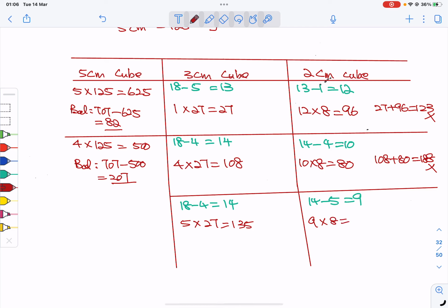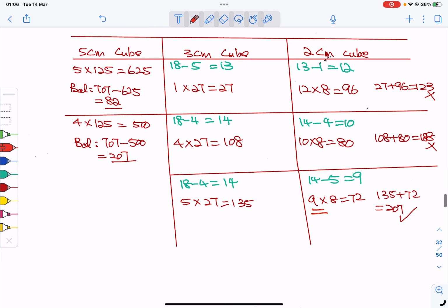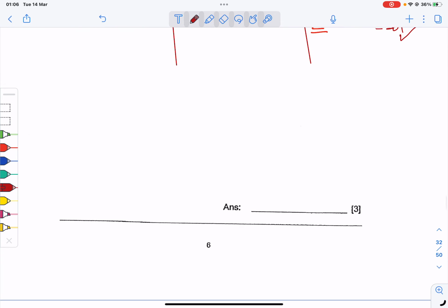Okay, 72. So 135 plus 72, it will give me 207. So this is correct. Therefore, my answer will be 9. Okay, so my answer will be 9 pieces of 2 cm cube.